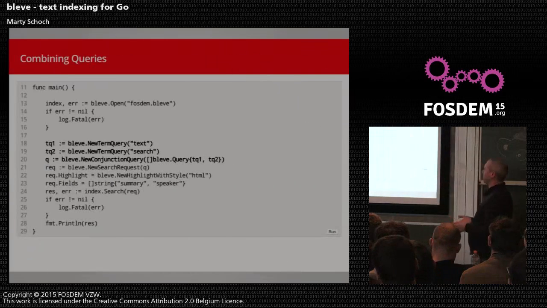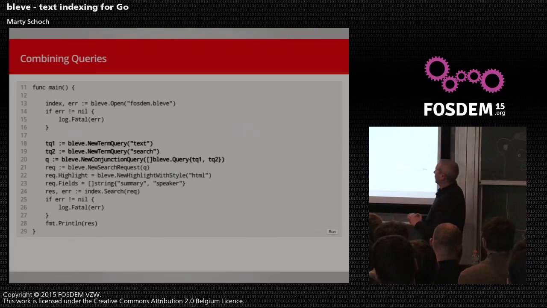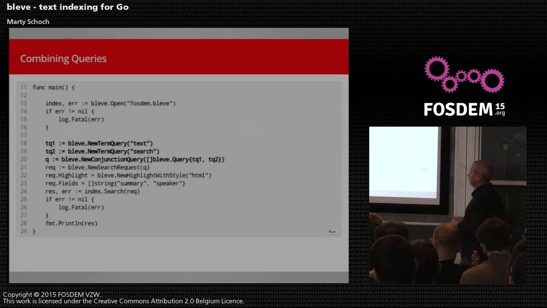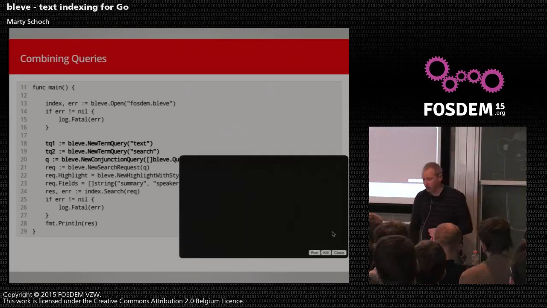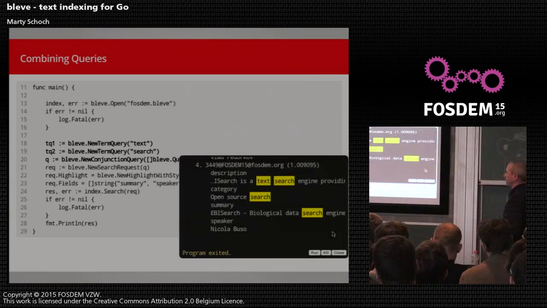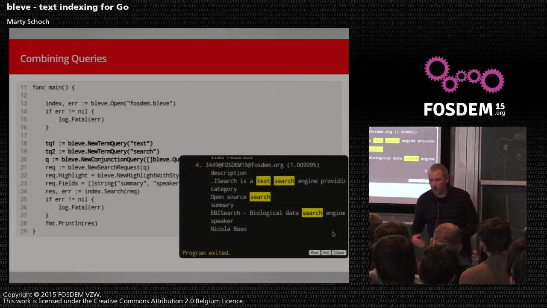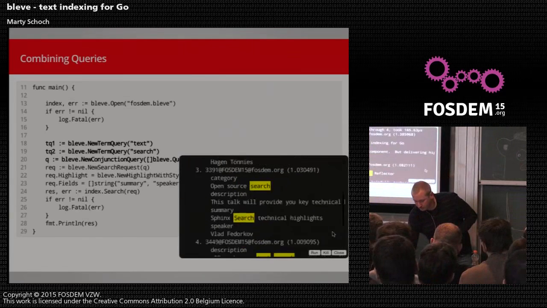Now, you don't get too far before you want to be able to combine simpler queries into more complex queries. We have conjunction and disjunction. What I'm going to show here is a conjunction query for the term text and the term search. So it's sort of like the phrase text search, but there's no position requirement. They don't have to be side by side. They just have to both be in that particular document. And when we run this one, it's going to match slightly more documents now because this is a more general query. So this matched 4 documents at FOSDEM that were about text search.